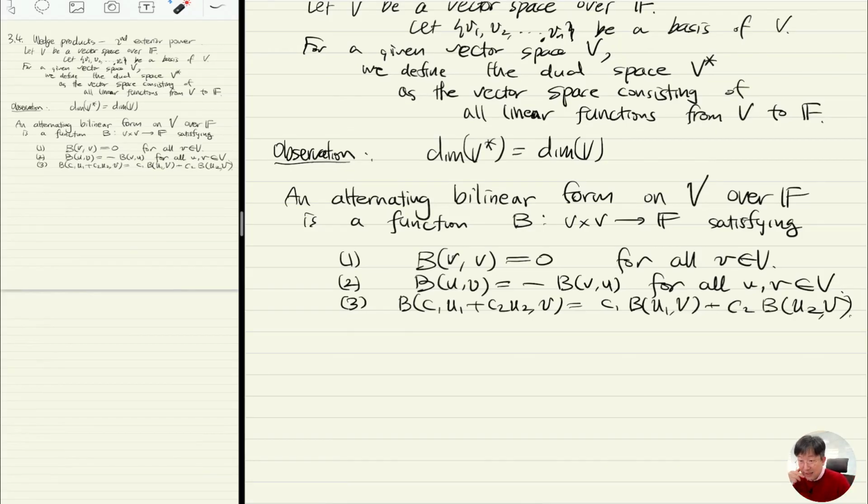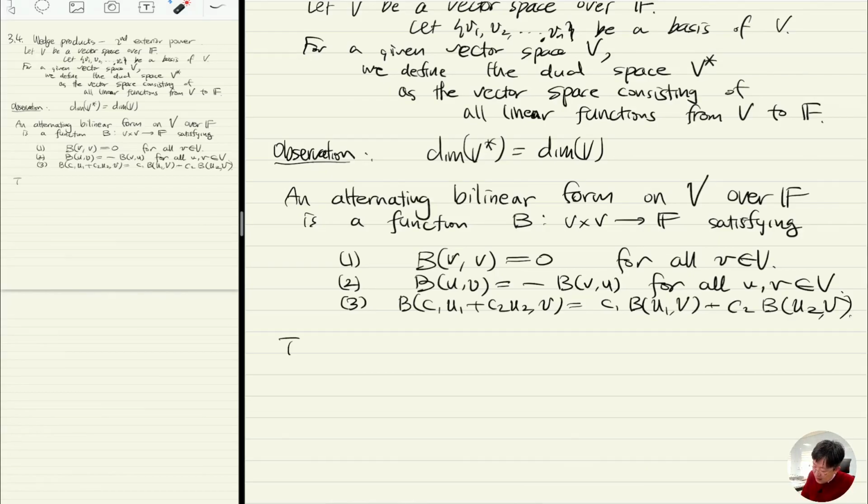Some of you may ask, why do we need the first condition? You can think that the second condition implies the first condition, right? When u and v are the same, B of v, v is equal to minus B of v, v, so twice B of v, v is 0, so B of v, v is 0. In most cases that's true, but we may work over a field of order 2, where 1 plus 1 could be 0. That's why we list them as separate conditions.